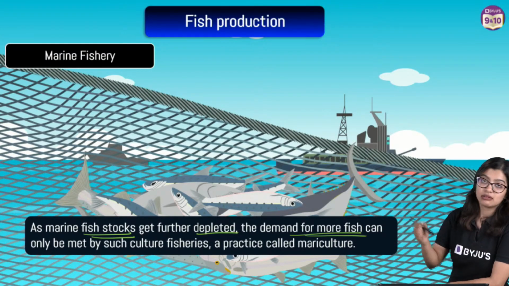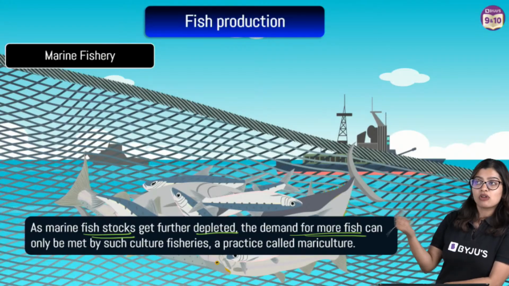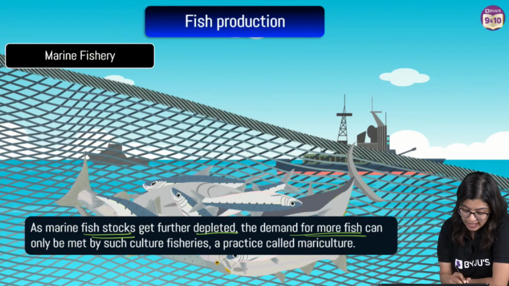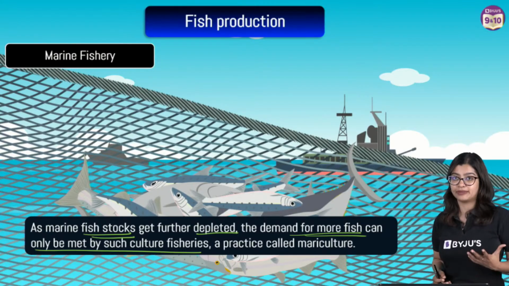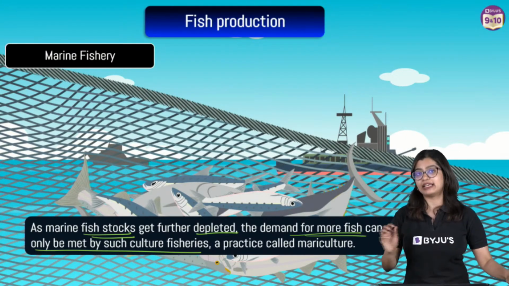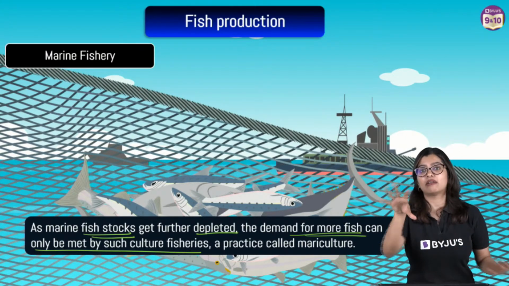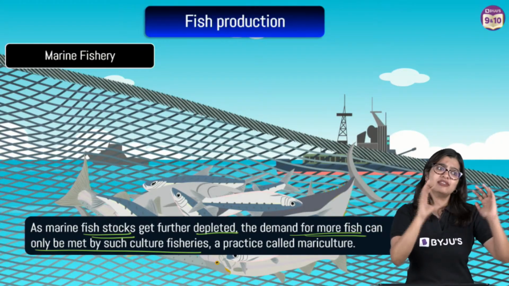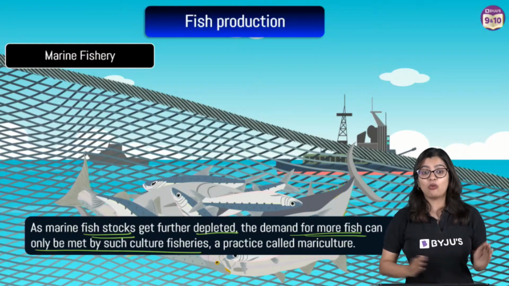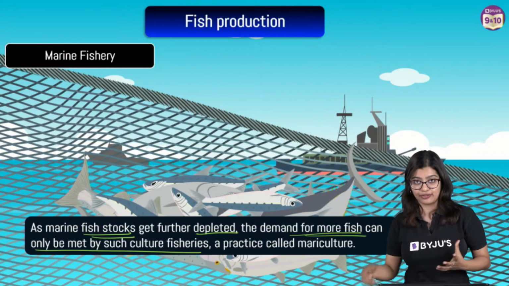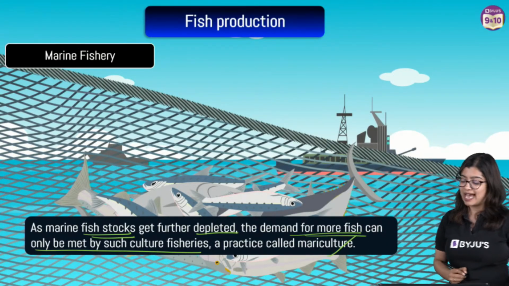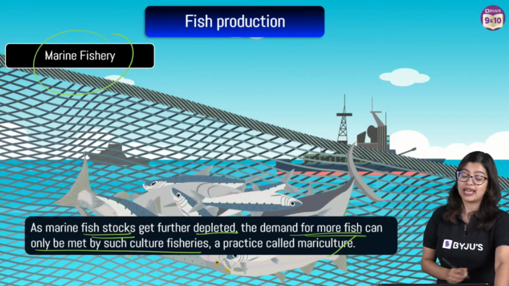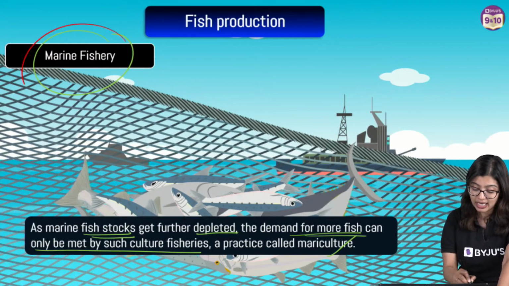Thereby we see that if that happens naturally, people will not be like, okay, we don't want it. There is still demand, which is why we have to meet it through culture fishery. See, culture fishery is a technique where you culture it artificially or you rear it in a specific part. Capture is where you capture it naturally. Now, when I culture my marine fishes, I will call this process mariculture, right? Mariculture is when I rear or grow my marine fishes.